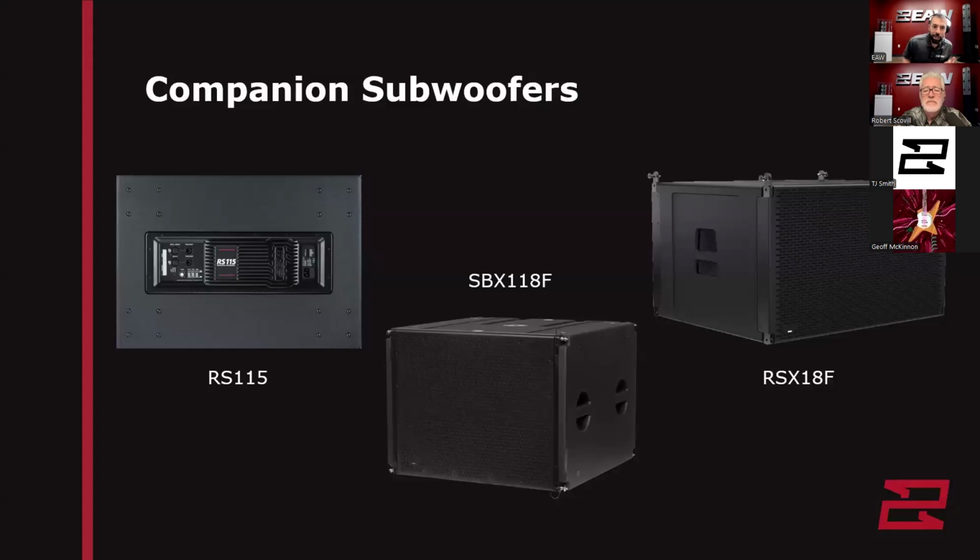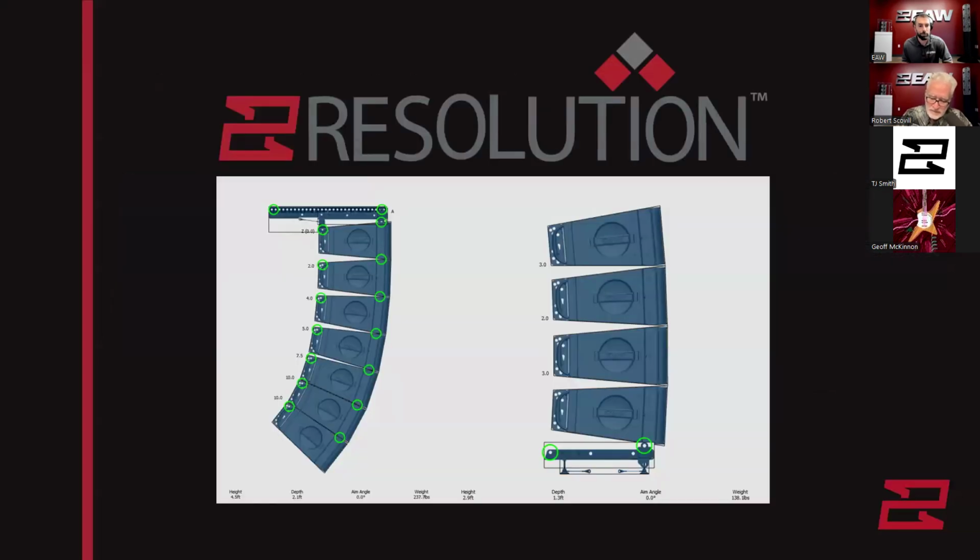Another common question that comes up is what sub to use with the system. There is going to be a flyable 16-inch sub coming, probably early 2026. In the meantime, though, we do have some solutions in the current catalog. So you could utilize our RS-115 or RS-118, or you could step up to the SPX-118F or SPX-218. And lastly, the RS-18F could also work in this case. All of these pair well and voice well with the 206 and are able to use the accessories that we mentioned prior.